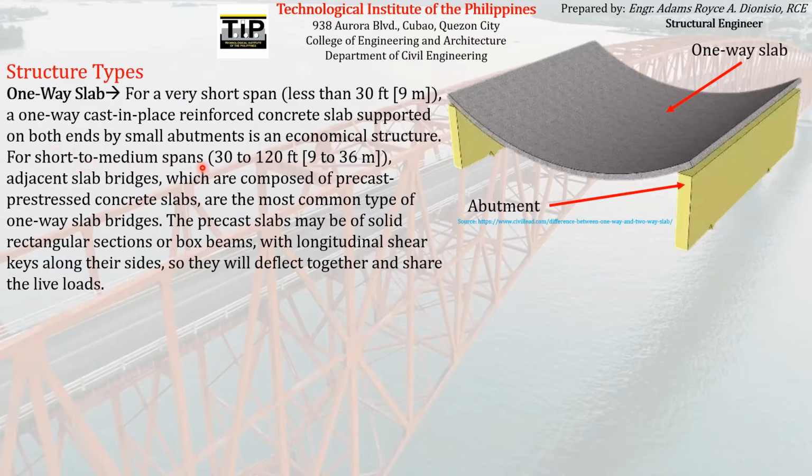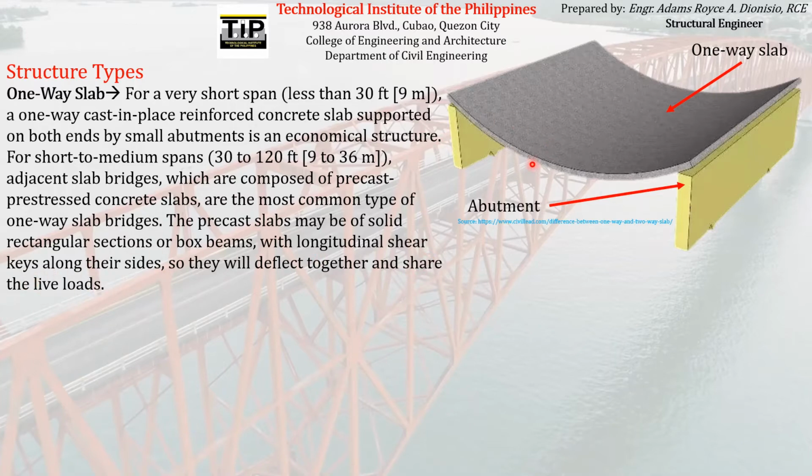For short to medium spans, like 30 to 120 feet or 9 to 36 meters, adjacent slab bridges, which are composed of precast prestressed concrete slabs, are the most common type of one-way slab bridges. So that is the most common type of one-way slab bridges that are usually used, which is the precast prestressed concrete slabs. The precast slabs may be of solid rectangular sections or box beams with longitudinal shear keys along their sides, so they will deflect together and share the live loads.